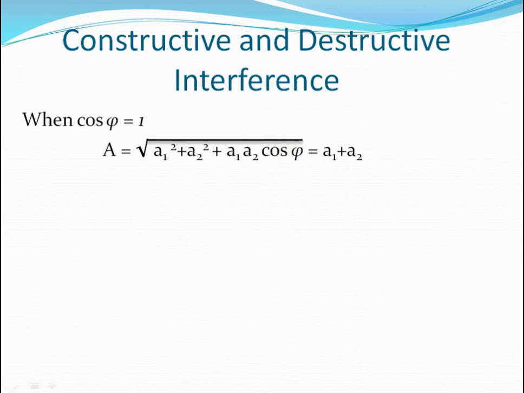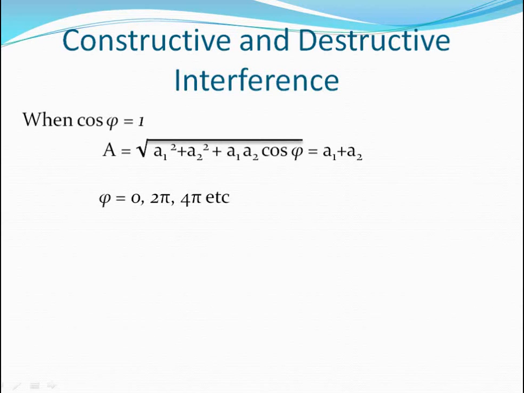When cos phi is 1, the value of the resultant wave's amplitude is the maximum. It will become equal to square root of a1 square plus a2 square plus 2 a1 a2, that is a1 plus a2. The amplitude will be the sum of the amplitudes of the waves which formed the resultant. Such a situation where the amplitude of the resultant wave is maximum is the situation for constructive interference. As you can see, it occurs when cos phi is 1. When cos phi is 1, the final amplitude of the resultant wave is maximum, equal to a1 plus a2.